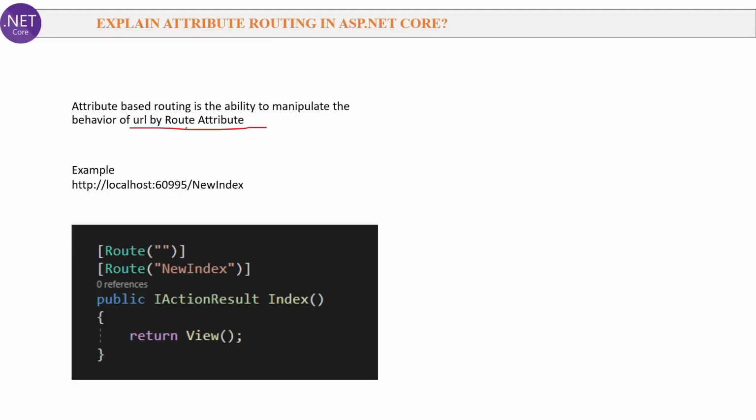For example, you want to redirect the user to the index method when a user types "new index" like this in the URL section. For this, you have to use the route attribute and you can set the behavior like this. Here you are manipulating the default behavior of the URL. So when the URL is new index, it will check the new index value of the route and then redirect to the index method.